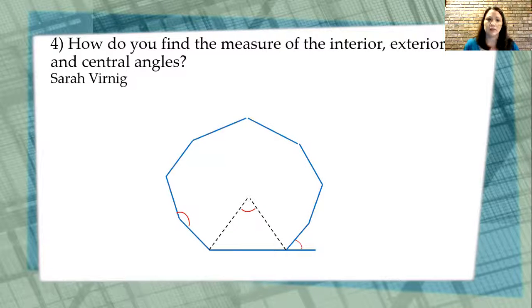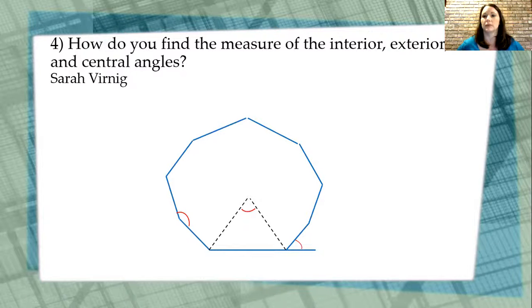So interior angles are on the inside angle that is formed by two adjacent sides of a polygon. So anything that's on the inside, that's an angle. Like whenever these two lines meet, that's an interior angle. So you can kind of think of like interior of a house.